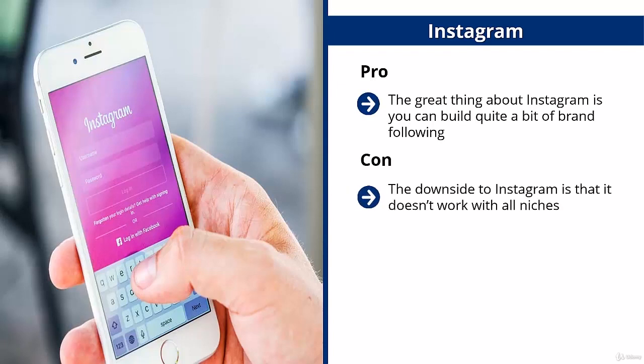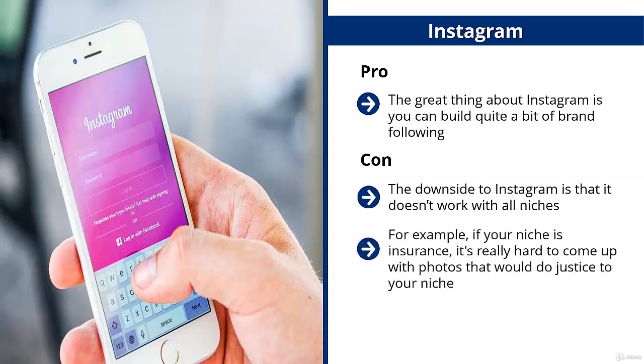Con. The downside to Instagram is that it doesn't work with all niches. For example, if your niche is insurance, it's really hard to come up with photos that would do justice to your niche. Usually, people on Instagram don't really look for car accident pictures or any pictures related to insurance. Make sure that your niche is graphics intensive and has enough demand on Instagram for it to be worth your time to market on that platform.